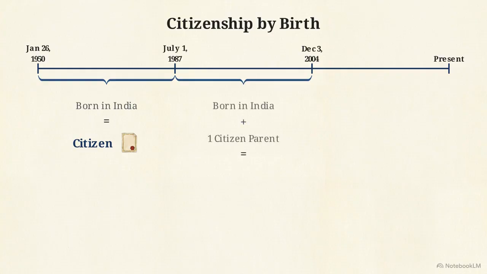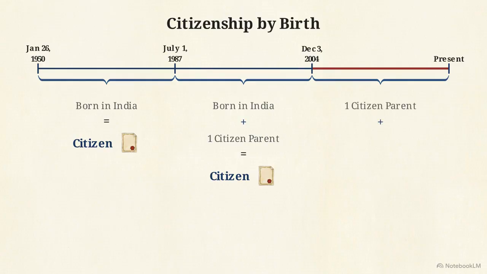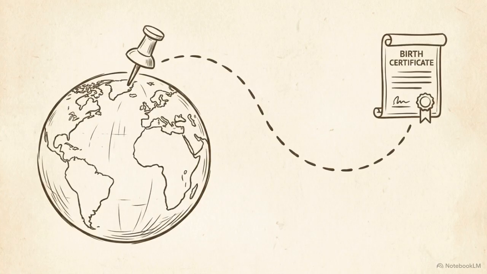For those born between July 1987 and December 3, 2004, merely being born on Indian soil is not enough. At least one parent must be an Indian citizen at the time of birth. Finally, we reach the strictest tier. For anyone born on or after December 3, 2004, one parent must be a citizen, and the other absolutely cannot be an illegal migrant. If the child is born outside of India, they fall under acquisition by descent.